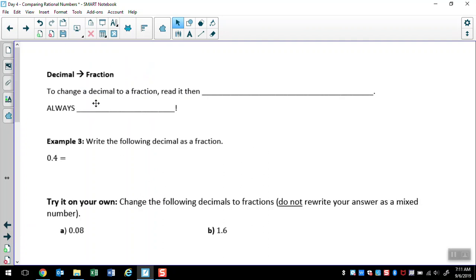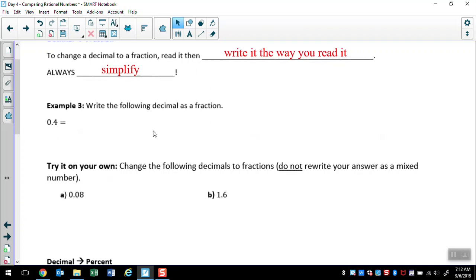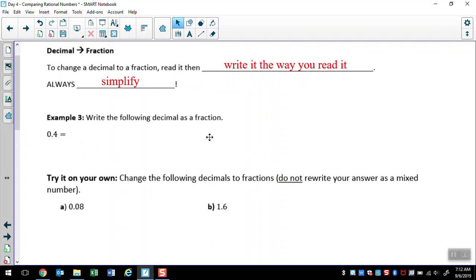Alright, well, now we want to look at how we change a decimal to a fraction. So, when you want to make that conversion, you need to read it, then write it the way that you've read it. Always simplify. So write the following decimal as a fraction. Well, to do that, we need to know some of our place values. Alright, so let's remember. We have decimal place values of tenths, hundredths, thousandths. It keeps going, but I'm going to stop there.